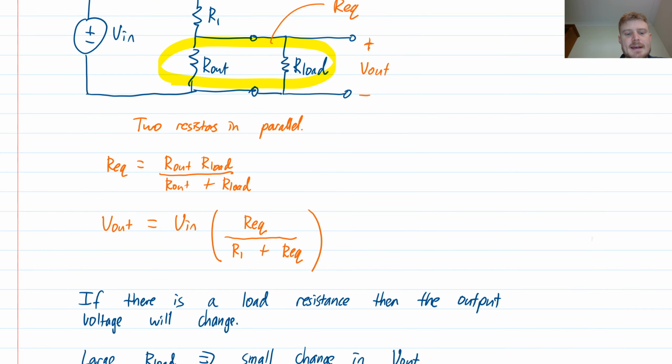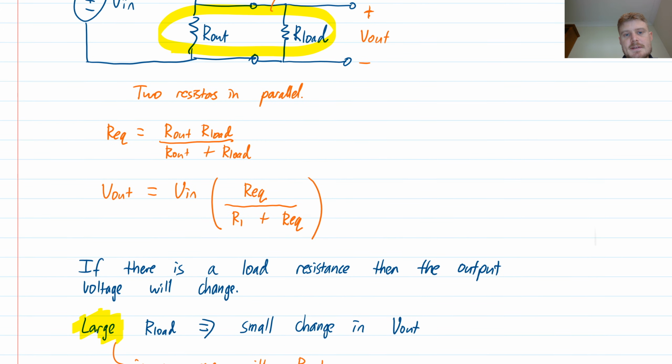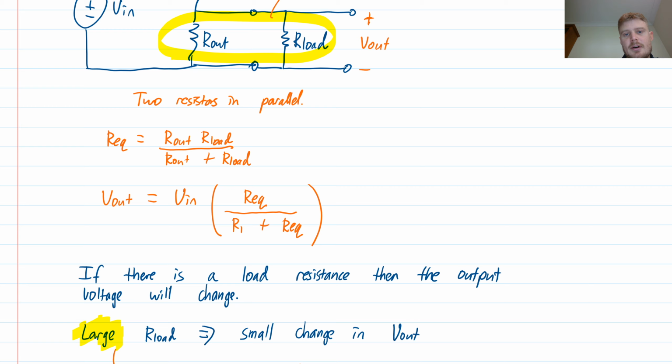And of course, when I say large here, this is a little bit vague. What do I mean by large? What I mean by large is in comparison with R out. In that network of parallel resistors, if R load is much, much bigger than R out, then R load doesn't impact very much on that equivalence.